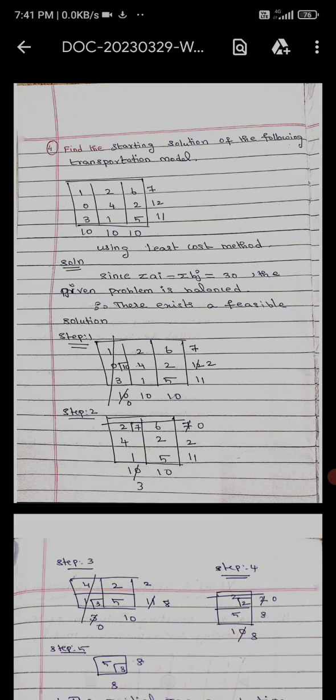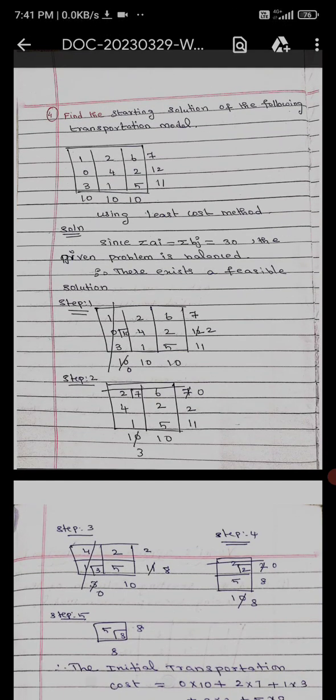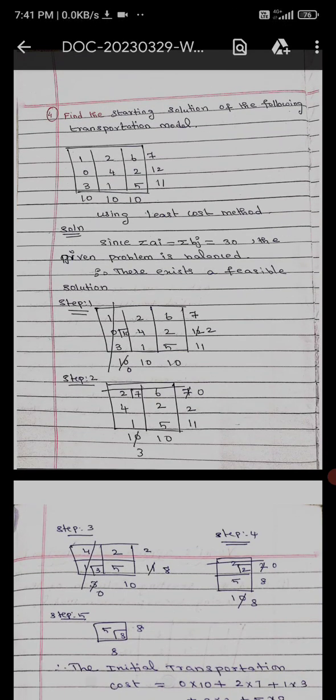The three rows are given: 1 2 6, 0 4 2, and 3 1 5, and three columns are given. Demand is given and supply is also given. You have to find the least cost method. First we have to see whether the demand is equal to supply. If the demand is equal to supply, the given transportation problem is balanced. Summation ai is the demand, summation bj is the supply. You sum 10 plus 10 plus 10, 30, and 7 plus 12 plus 11, 30. The supply equals demand. The given problem is balanced. Therefore there exists a feasible solution.